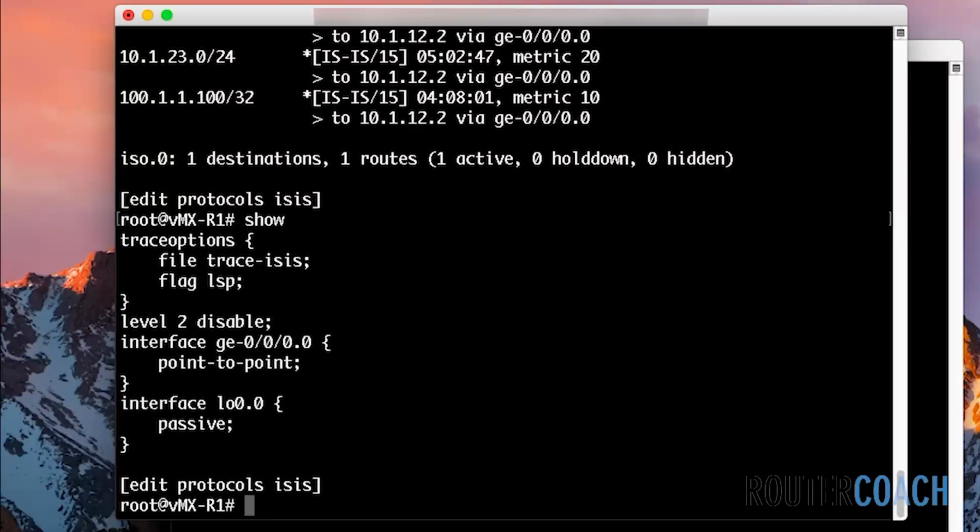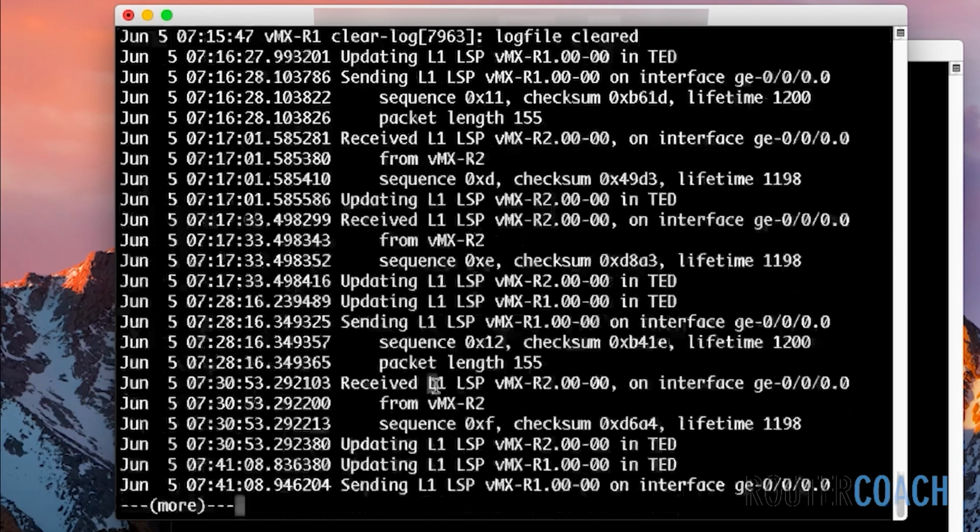So I've got it flagged for the LSPs. Oh, we didn't look at the LSPs, so let's have a look at the trace option first for the LSP. So run show log. Receiving an L1 LSP, and we're updating that LSP. And these are the LSPs that we've got. We're also sending our LSP on interface ge-0/0/0.